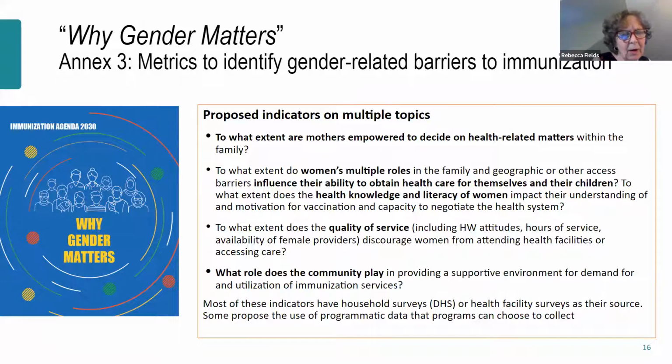So I'm talking now about assessing progress. And there are different ways, of course, to assess progress. And there are a number of different indicators and metrics that have already been proposed with regard to looking at gender barriers to immunization and how to mitigate them. So I think you've all had the opportunity to look through the document, Why Gender Matters. And if you have gone through that, you will see that there is an Annex 3, which contains many pages, actually, of proposed indicators, proposed metrics to identify gender-related barriers to immunization.